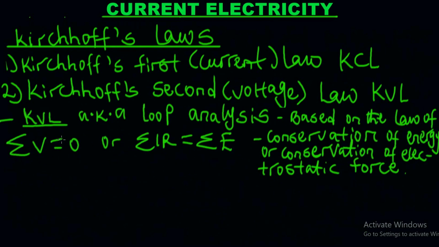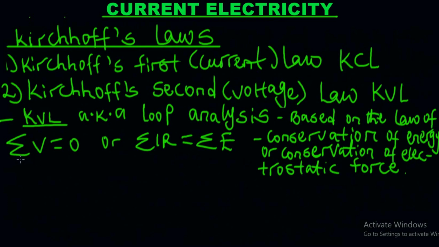All right, so talking about the Kirchoff voltage law, this law is also known as the loop analysis law, and it is the second law of Kirchoff. This law is based on the law of conservation of energy. And it states that the algebraic sum of all voltages or potential differences in a closed circuit or a loop is zero. This is what we mean.